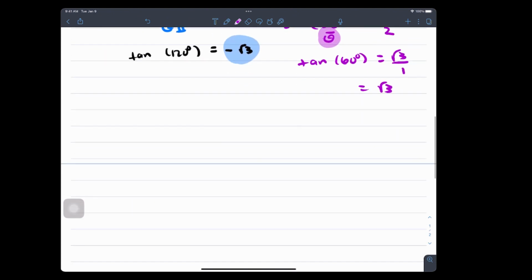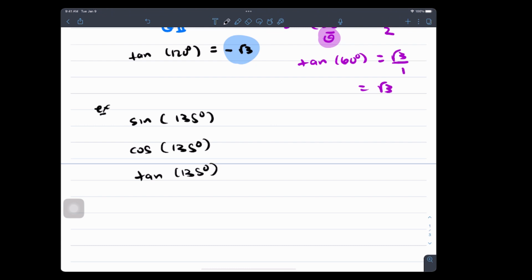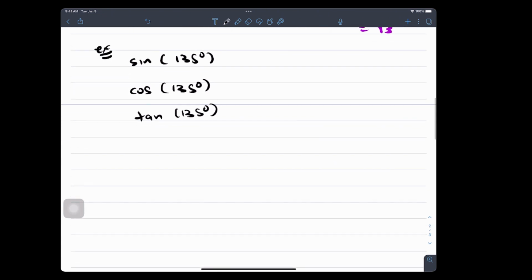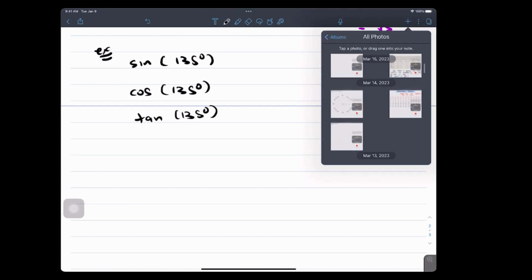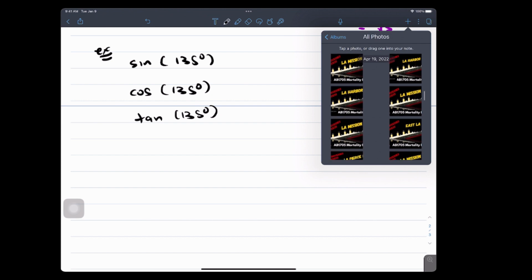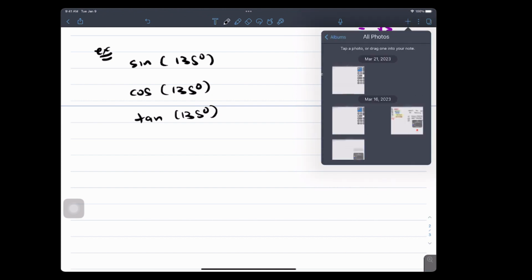Let's ask you guys this question here. What if they gave you this? They want to know sine of 135 degrees, cosine of 135 degrees, tangent of 135 degrees. What are these values? Okay, they're talking exact values now. So I would say we have to go through all that stuff.